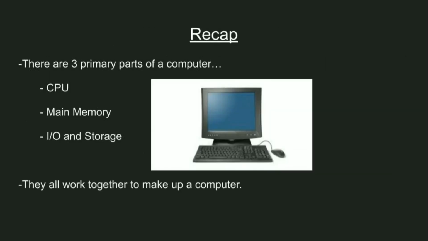So to recap, there are three primary parts that make up a computer. This is the CPU, or central processing unit, the part of the computer that fetches, decodes, and executes instructions, main memory, where currently running programs are stored, and I/O and secondary storage devices. This allows us to get data in and out of the computer, and to store programs even when the computer is turned off and on. These parts all work together to make up a computer.